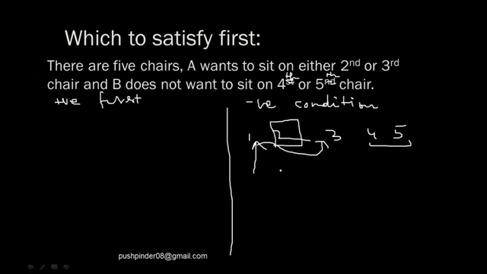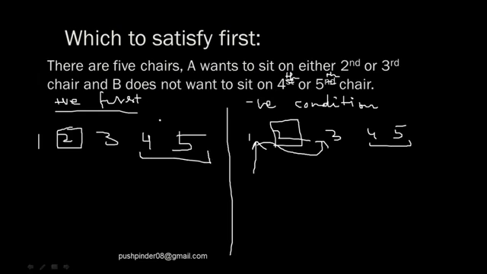I hope you're understanding, right? So in this, if we satisfy the positive condition first, and then there are 5 chairs, boy A wants to sit on either second or third chair, so make him sit on any of these chairs. Okay, so we're making him sit on the second chair, right? And now B does not want to sit on fourth and fifth chair, which is fine. We won't allow him to sit on fourth and fifth chair, and he has other options to choose.